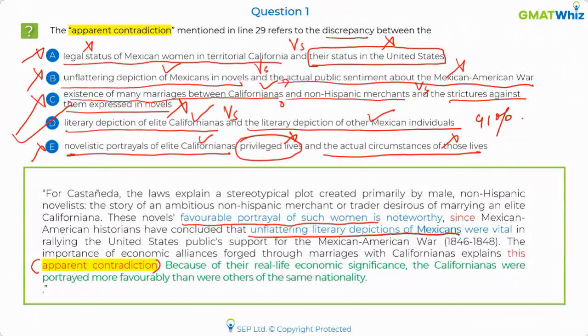Rahul, yes, this was an official passage. This was also a 700 level passage. And the question itself was actually a question where less than 50% of the people on the sessions got it right on the GMAT Club. So it's a really difficult question.